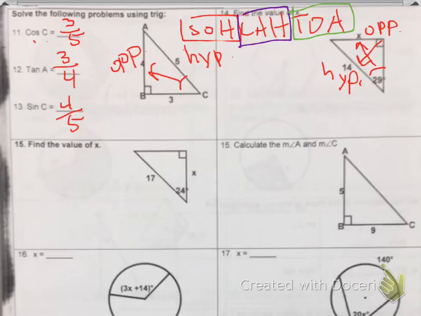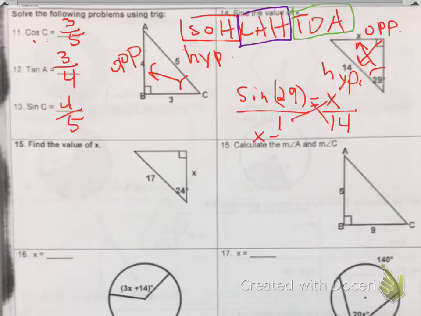So when I set this up, I go to SOHCAHTOA and I say, well, I got an O and an H here, so I'm going to go to sine, and I always put the angle measure next to sine, equals, and I'm going to put the opposite over hypotenuse because that's the order it says. This is the OH, right? So opposite is x, hypotenuse is 14. And then this becomes a cross multiplication problem. So you're going to cross multiply. Well, x times 1 is x, and 14 times sine of 29 is what you write.